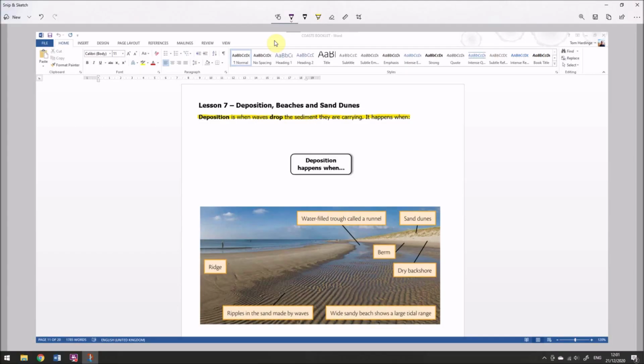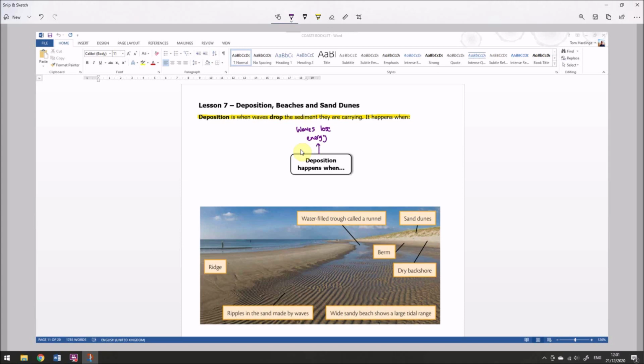Okay, so hopefully you've had time to have a little think about that. I'm going to go through some reasons for you now, and I'd like you to add these into your booklets as we go along. The first and most important thing that causes deposition is that the waves need to lose energy. Wherever the waves lose energy, they are going to drop the sediment that they are carrying. Think about if you were carrying something heavy, and as you started to lose energy, you would want to put that heavy item down, and the waves work in exactly the same way.